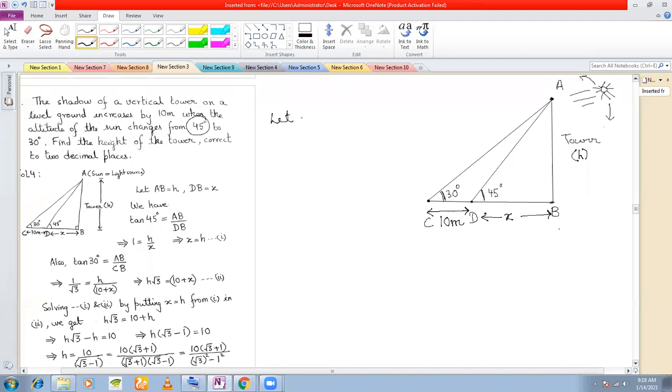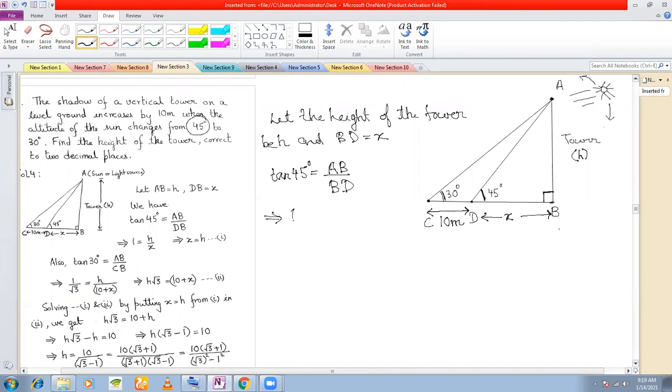Okay. So I start by saying, let the height of the tower be h and BD equal to x. This is what we start. So consider this right angle triangle first. This one is my 90 degrees. So tan 45 is AB by BD. Because there are two angles given, I will have to consider two right angle triangles. The first right angle triangle is ABD, where tan 45 is equal to AB by BD.